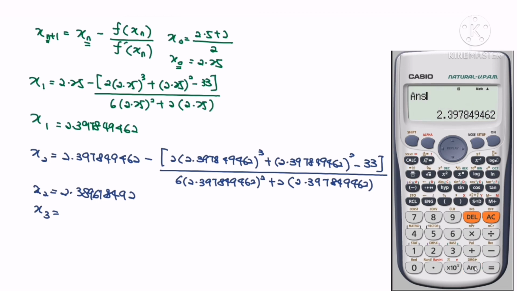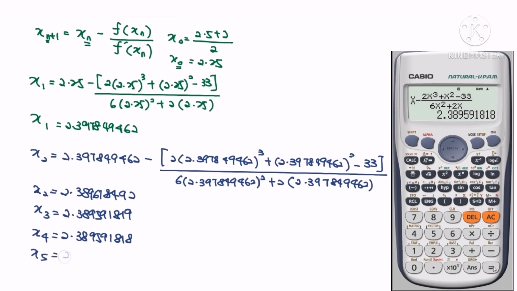Again, repeat the process without stating the formula. Calculate, answer equals, and copy the value. Repeat again. Calculate, answer equals, and we have x4 equals 2.389591818. You may repeat again: calculate, answer, equals. And we notice that we have detected the repetition.